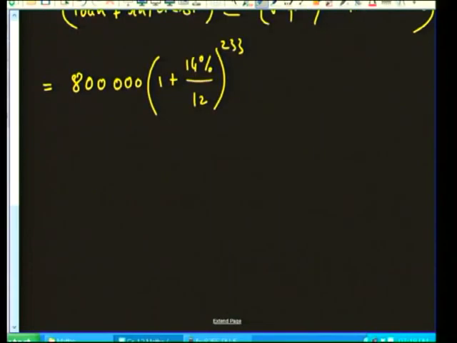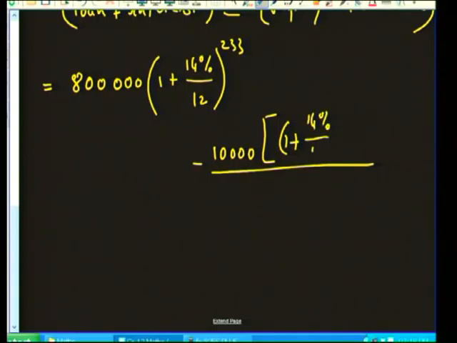So I'm going to, over here, for want of space, work out how much his monthly investment is going to add up to. So we've got our 1 plus our 14% over 12, and that's all to the power 233, because there are 233 investments that we're going to calculate, over I, which is our 14% over 12.